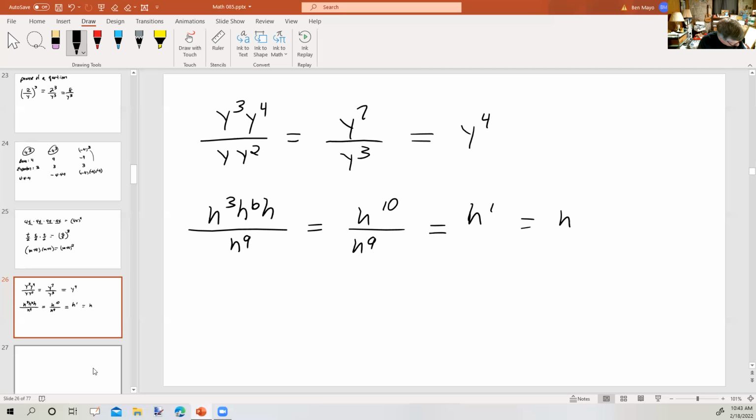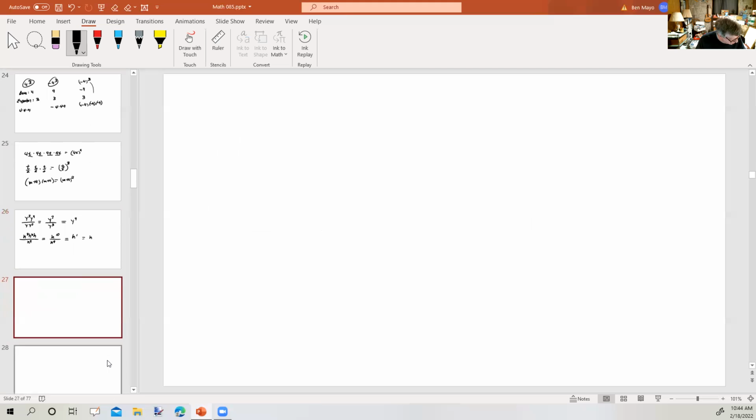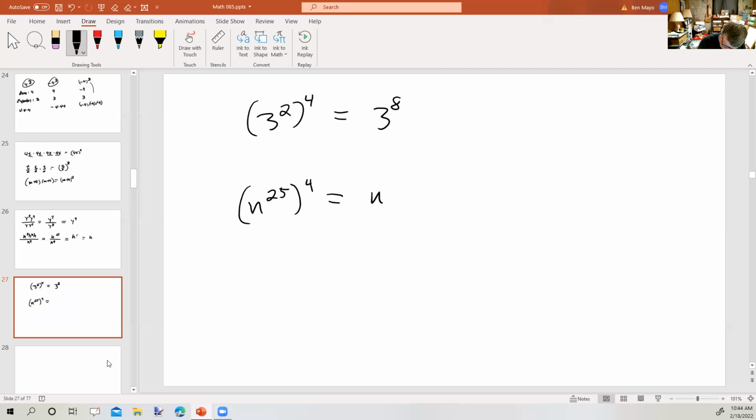Let's see here. This says, use the power rule for exponents to simplify each expression. Now, again, I said you didn't need to know the names of the rules, and here they're giving you specific directions using the names, but you should get to the point where you can look at a problem, and when it says to simplify the expression, you know which rules to use to get to the final simplification. Here we have 3 squared to the 4th power. Well, a power raised to a power, you would multiply the exponents. Or how about n to the 25th power all to the 4th power? That would be n to the 25 times 4, or 100th power.